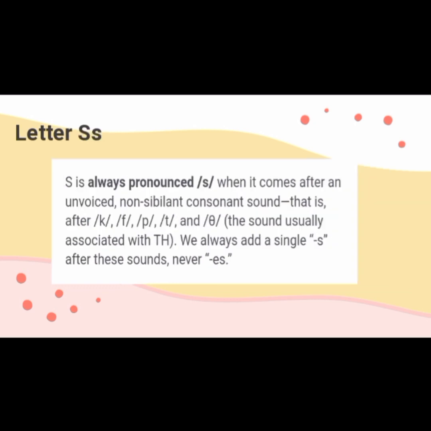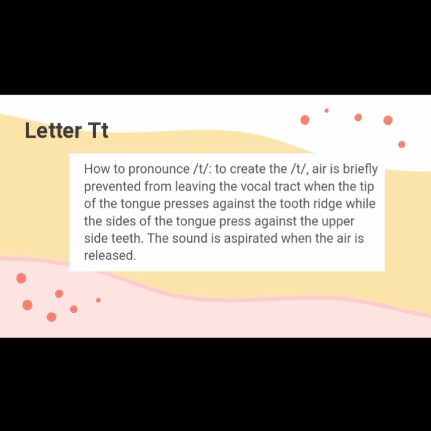Next letter is letter S. S is always produced as a snake voice, S, when it comes after an unvoiced non-sibilant consonant sound, that is, after K, F, P, T. We always add a single S sound after it, never Z. For example, the voice of the snake is S. The next letter is letter T.